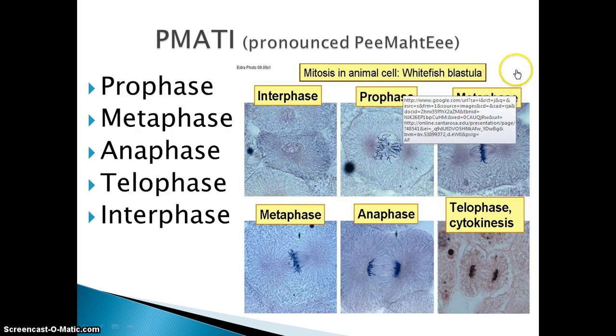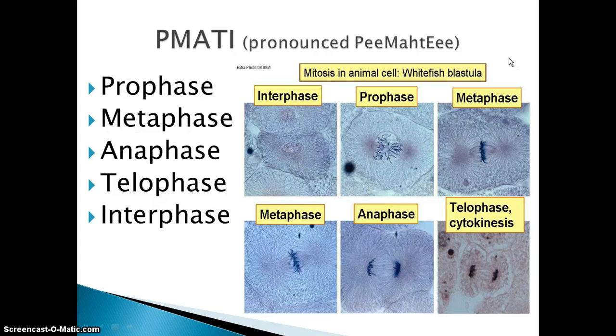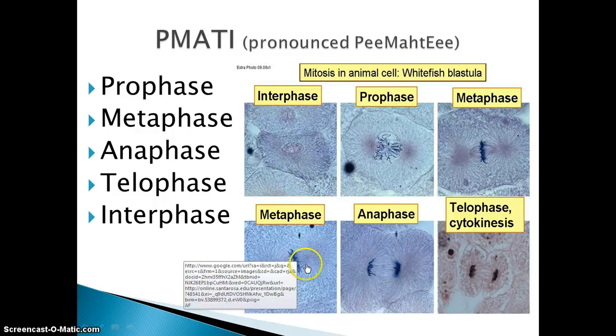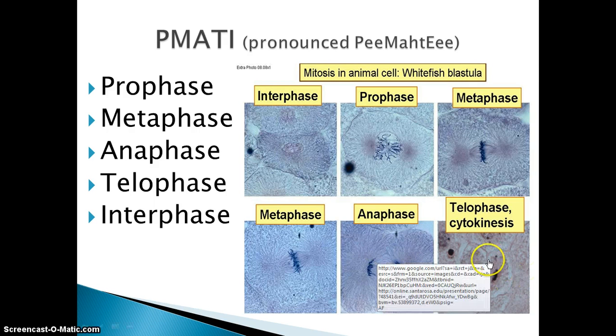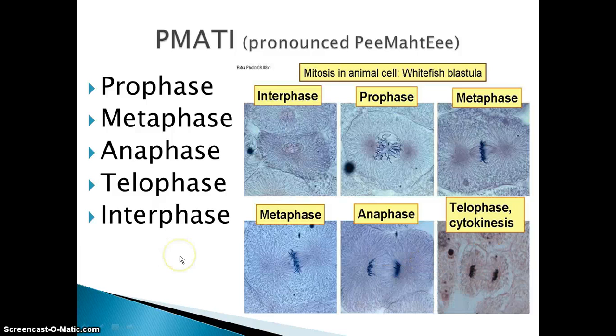In metaphase, you can see that they're lined up in the middle. They actually have two metaphase pictures, and they have them lined up in the middle again here. And in anaphase, the chromosomes move away from each other. The sister chromatids are separated. And then in telophase and cytokinesis, the nucleus reforms around the chromosomes and the cytoplasm is divided. And this is a cleavage furrow right here that creates a division in between the two cells.